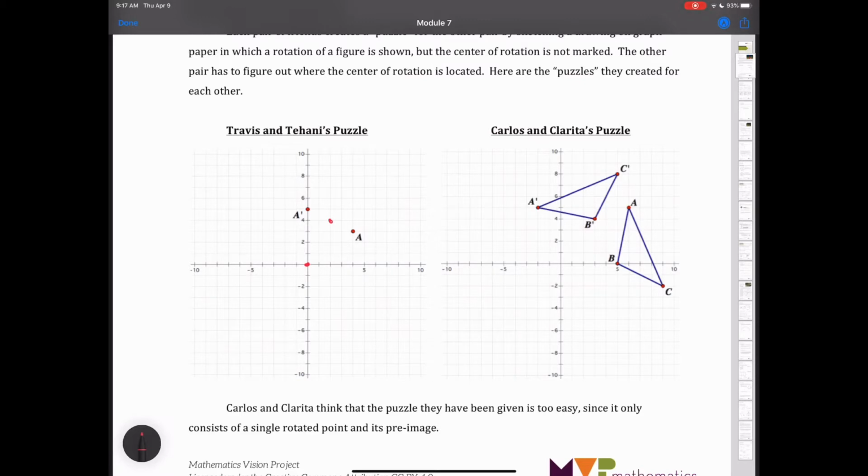I'm going to think about maybe some slopes that would be the same. If I go over 1 and down 3, or down 1 and over 3, that might work as well. So I'm looking at this point right here. If I go over 1 from A prime and then down 3, I'm at this point right here. If I go down 1 and over 3, check that out.